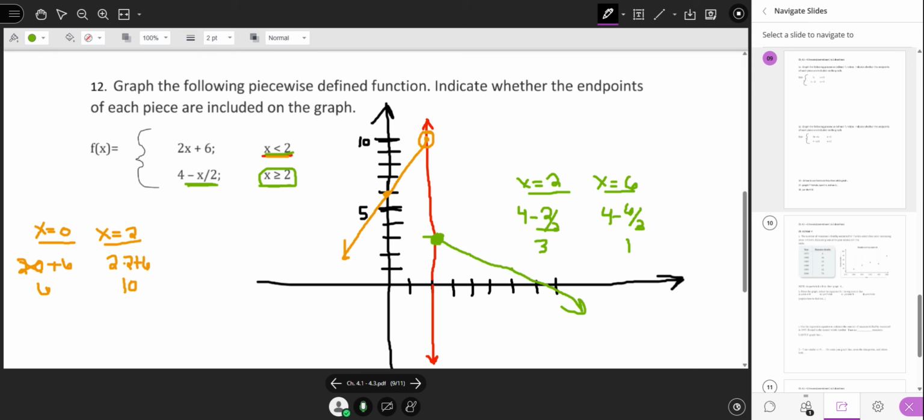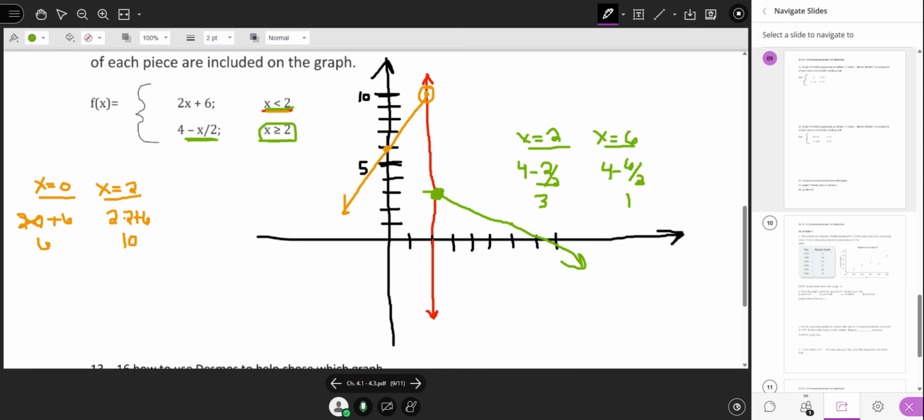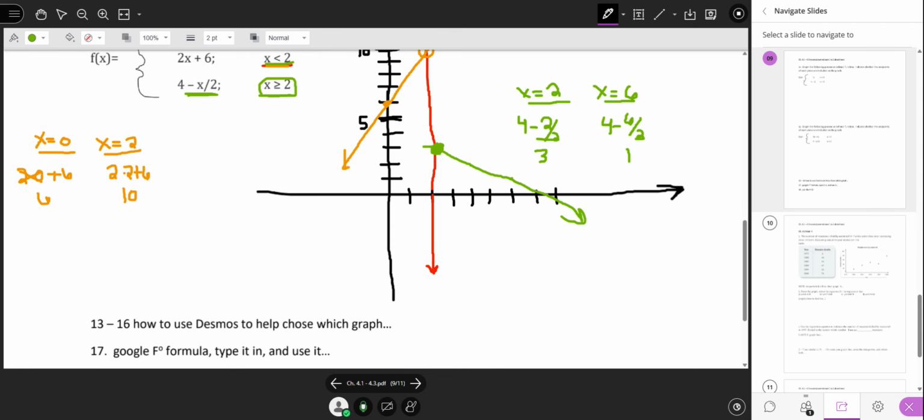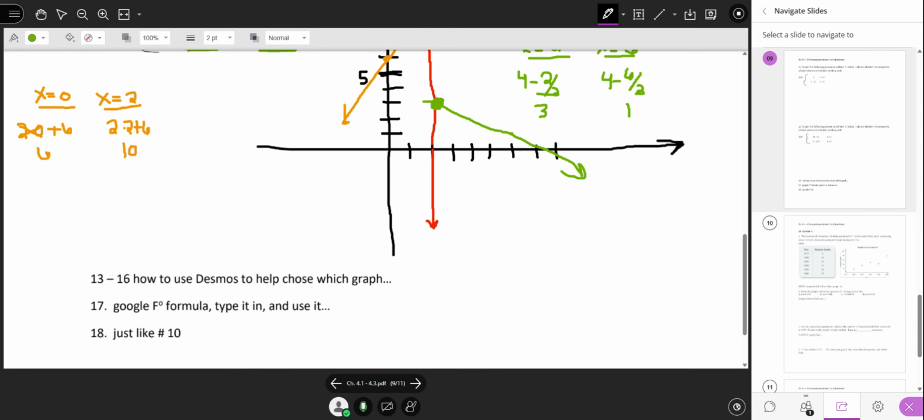So, if you've got questions, just give me a holler. Now, 13 through 16, use Desmos to help you choose the graph. The Fahrenheit formula, just Google it. And then number 18 is just like number 10.